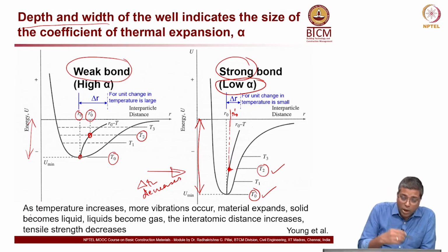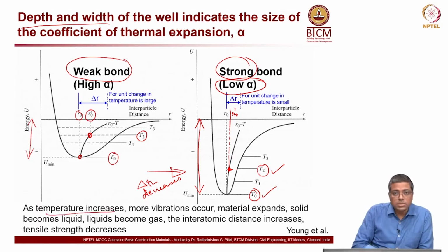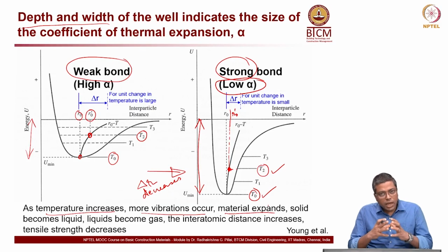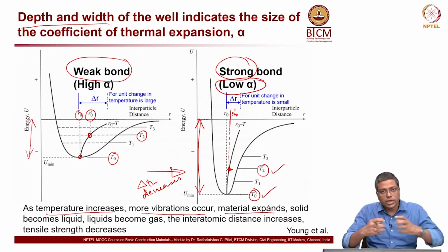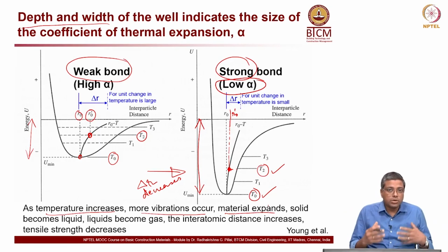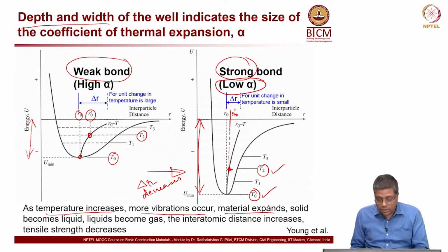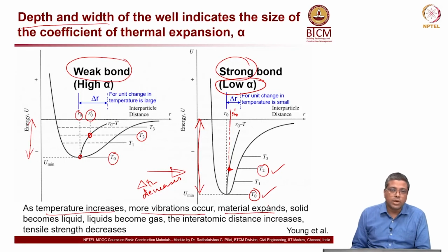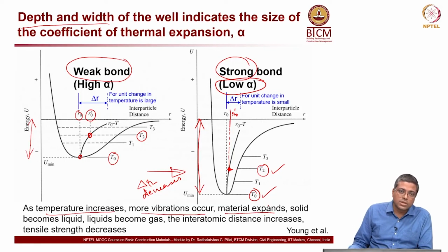So why is this happening? As temperature increases, more vibrations occur, the material starts to expand, and atoms tend to get separated. Eventually the material expands, and then solid becomes liquid, liquid becomes gas, and the interatomic distance increases, and eventually tensile strength also decreases. You can think of many materials where at higher temperature the strength, or mechanical behavior, is typically poor in nature.